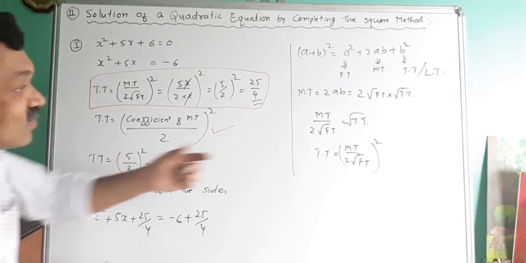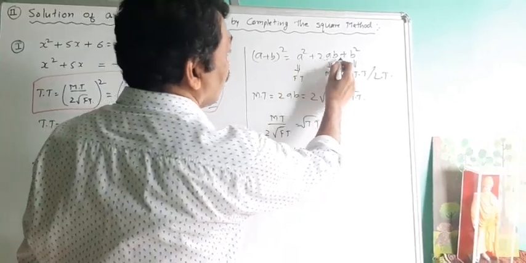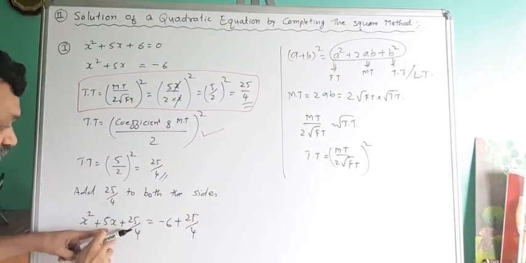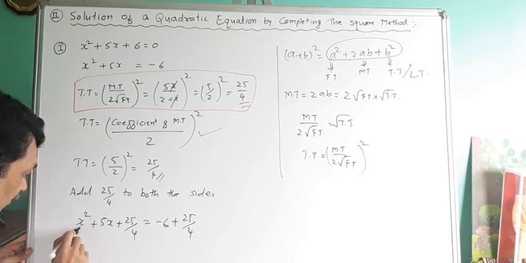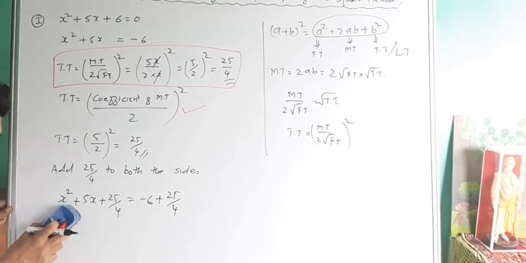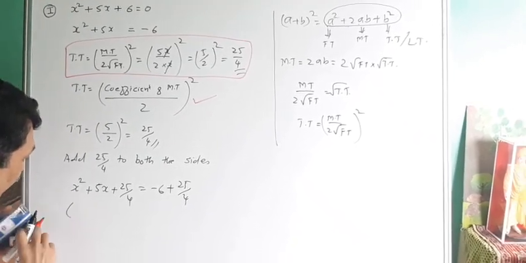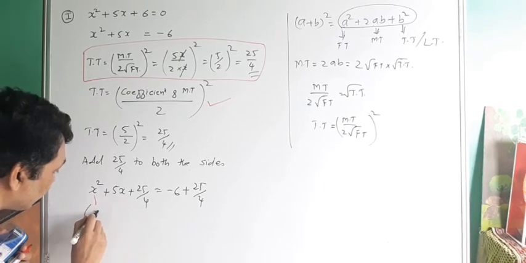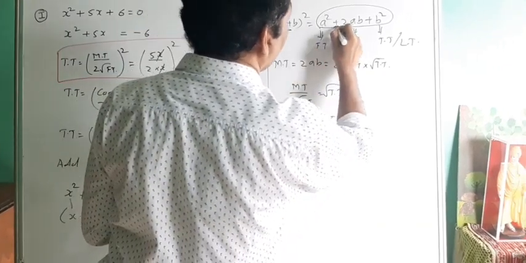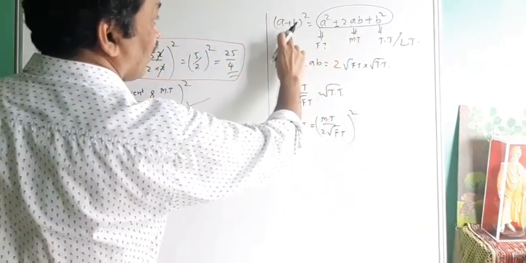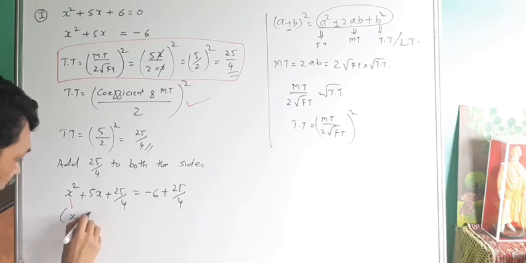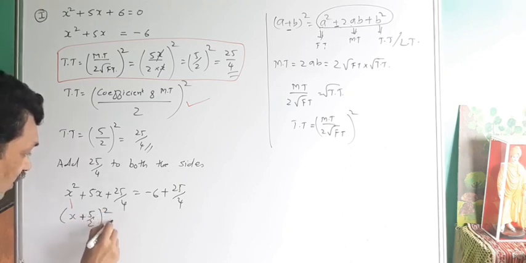Now this has become a perfect square. a square plus 2ab plus b square gives us (a plus b) the whole square. So from x square I am taking x, and the sign is the sign of the middle term. If it is minus, this becomes minus; the sign is the same as the middle term. Here it is plus, so I am taking plus. The square root of 25 is 5, the square root of 4 is 2. So (x plus 5 upon 2) the whole square is equal to this.